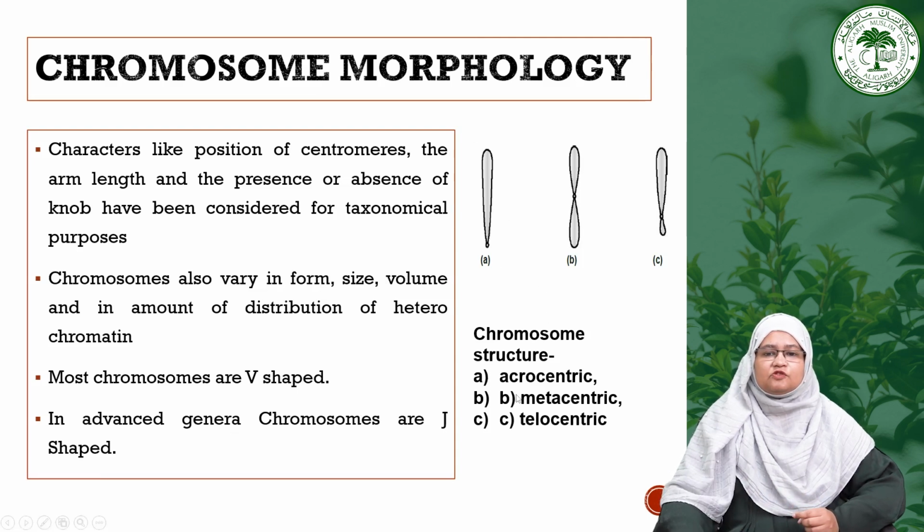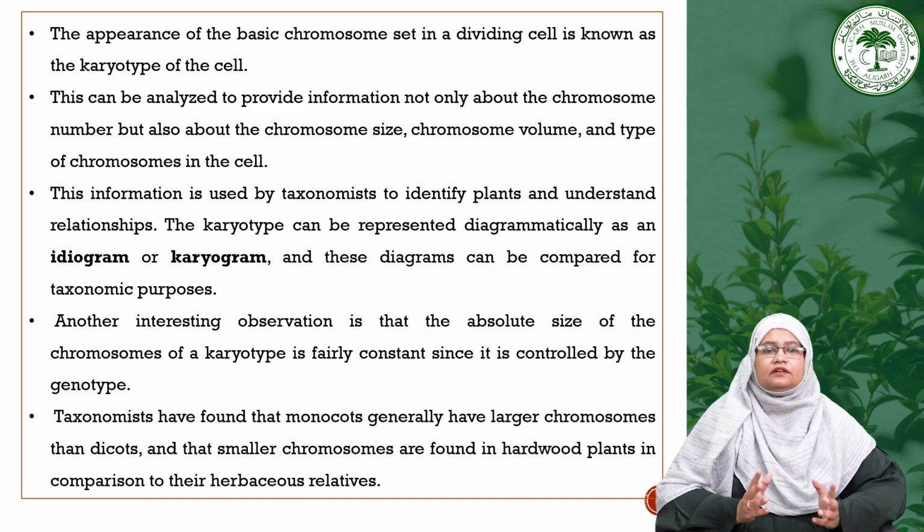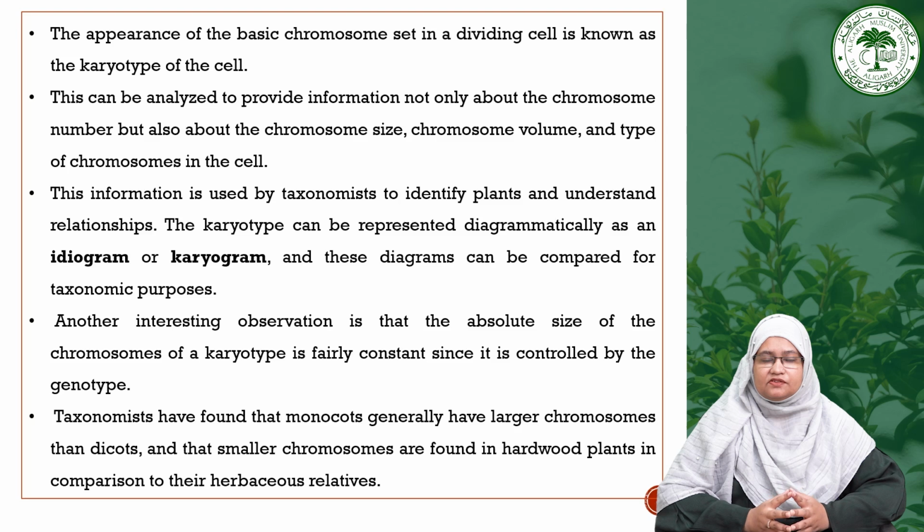Here you can see the chromosomal structures: A is acrocentric, B is metacentric and C is telocentric. Then the appearance of the basic chromosome set in a dividing cell is known as the karyotype of the cell, and this can be analyzed to provide information not only about the chromosome number but also about the chromosome size, volume and type of chromosomes in the cell. This information is used by taxonomists to identify plants and understand their relationships, and the karyotype can be represented diagrammatically as an idiogram or karyogram, and these diagrams can be compared for taxonomic purposes.